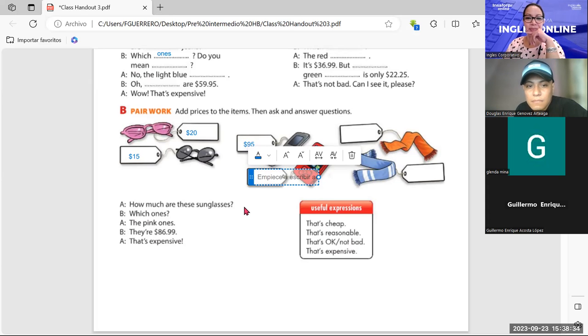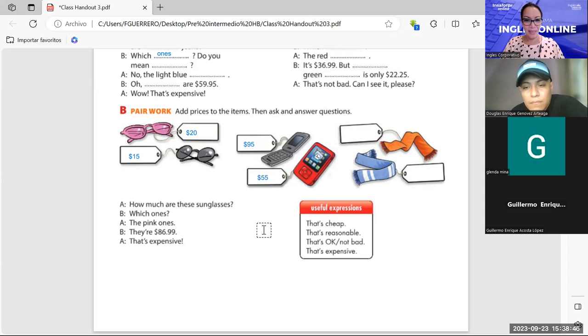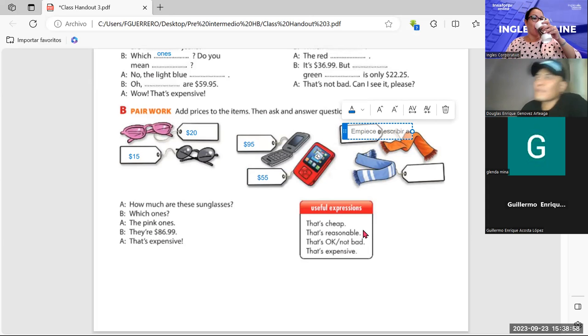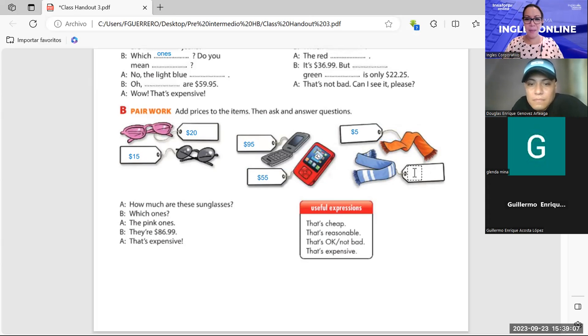Le pusieron unos five, si se dice 55. Okay, 55. Now for the orange scarf, Glenda, how much the orange scarf? $5. That is really cheap. Okay. And the light blue one? Igual. $5. Okay. Thank you so much.